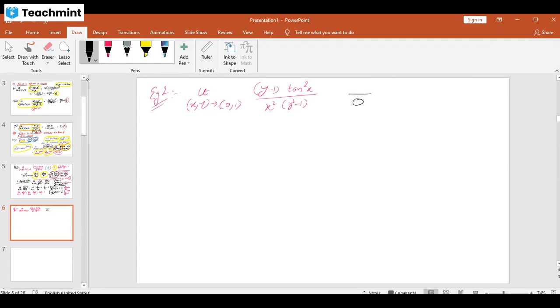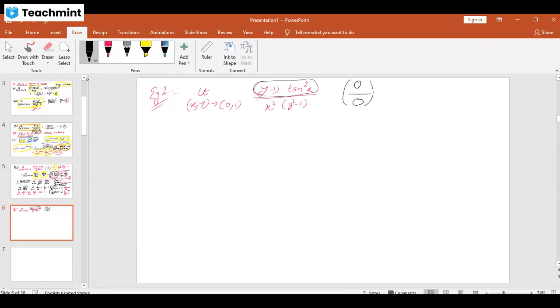Now the next step is we want to check what about the numerator. If I put y equal to 1, 1 minus 1 is 0, and tan 0 is also 0. So basically it is 0/0 form. So 0/0 form means the limit of the function may or may not exist, right? So now we move on to the next step.